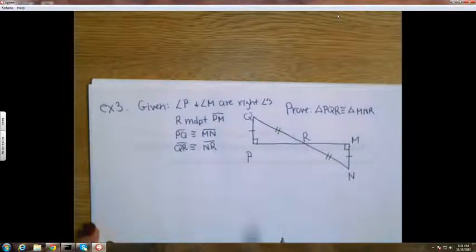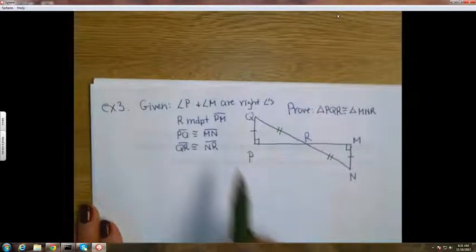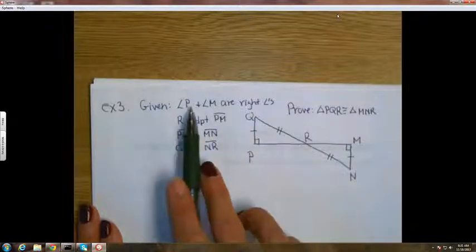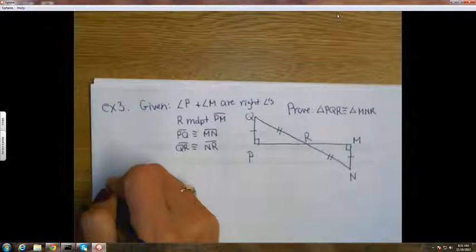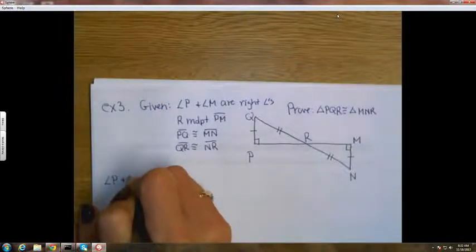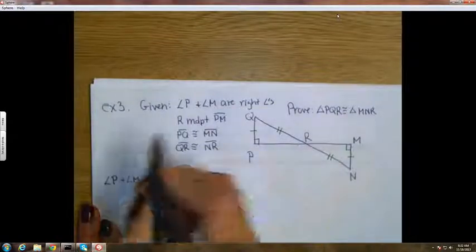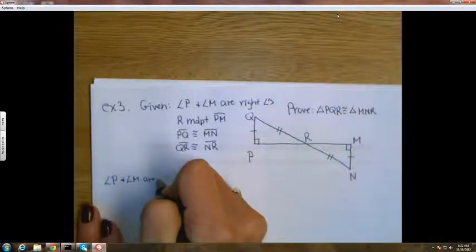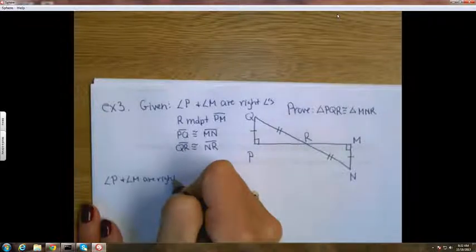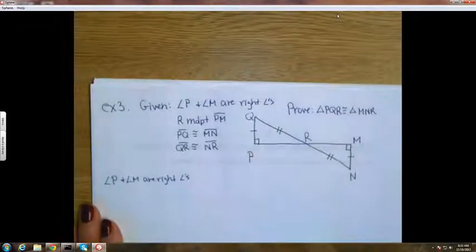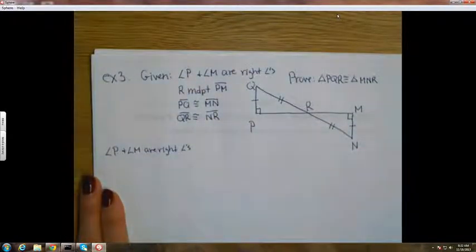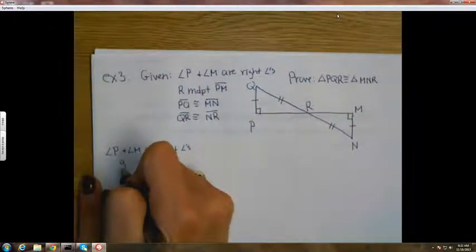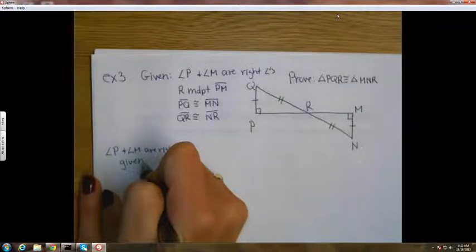So, here we go. It doesn't matter where we start, we're going to grab something from the given. I'm going to go with the first thing they gave us. Angle P. I'm going to go flow chart here. Angle P and angle M are right angles. Why am I allowed to say that? Remember, proofs have statements and reasons. That's our given information.